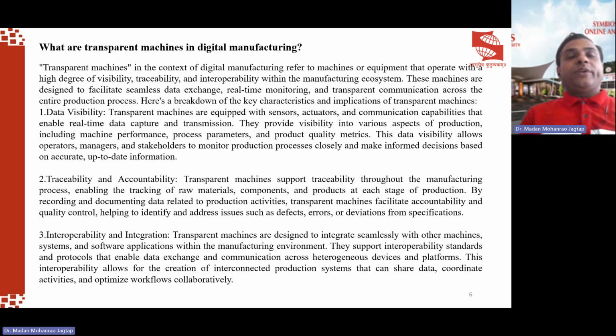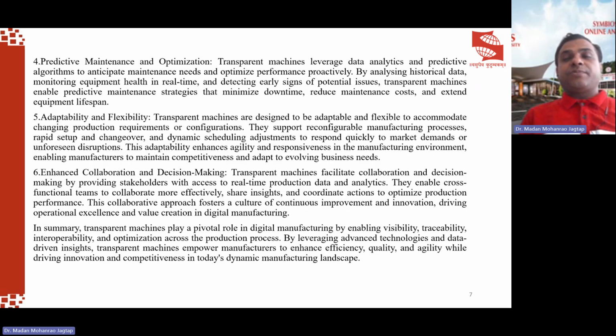Then predictive maintenance and optimization. Transparent machines leverage data analytics and predictive algorithms to anticipate maintenance needs and optimize performance proactively. By analyzing historical data, monitoring equipment health in real time, and detecting early signs of potential issues, transparent machines enable predictive maintenance strategies that minimize downtime, reduce maintenance cost, and extend equipment lifespan.